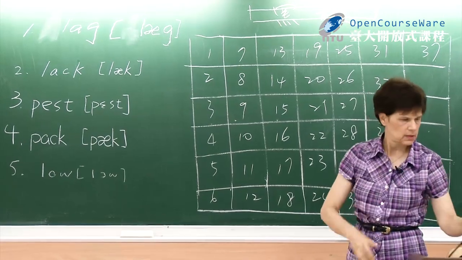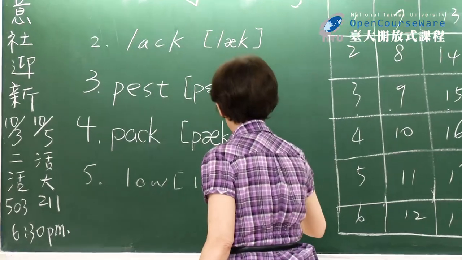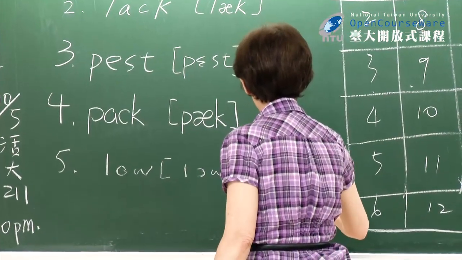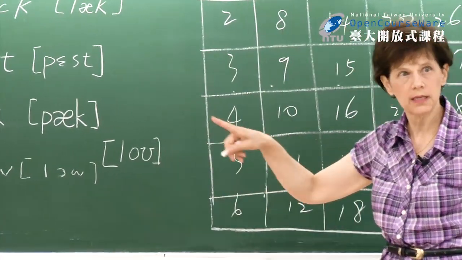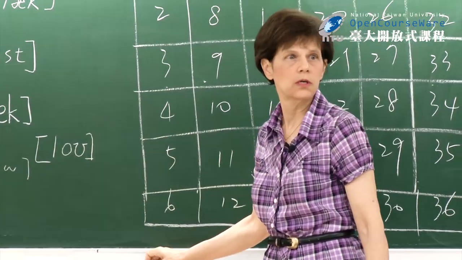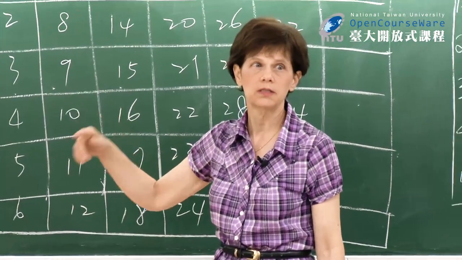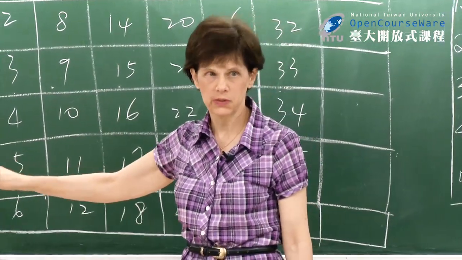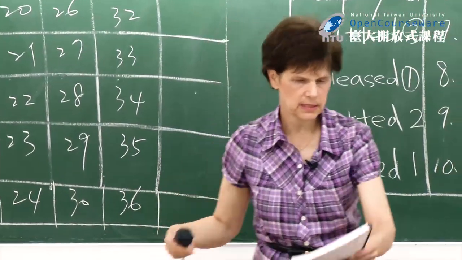No? Low. It's the right word, but the IPA is L-O-U. This is the correct answer, and I told you about K-K-O. We're going to write as O-U, low. So 你只有写 L-O 的话就是错. Okay, that's the K-K way, but we're using this way. Okay? Then number 6.